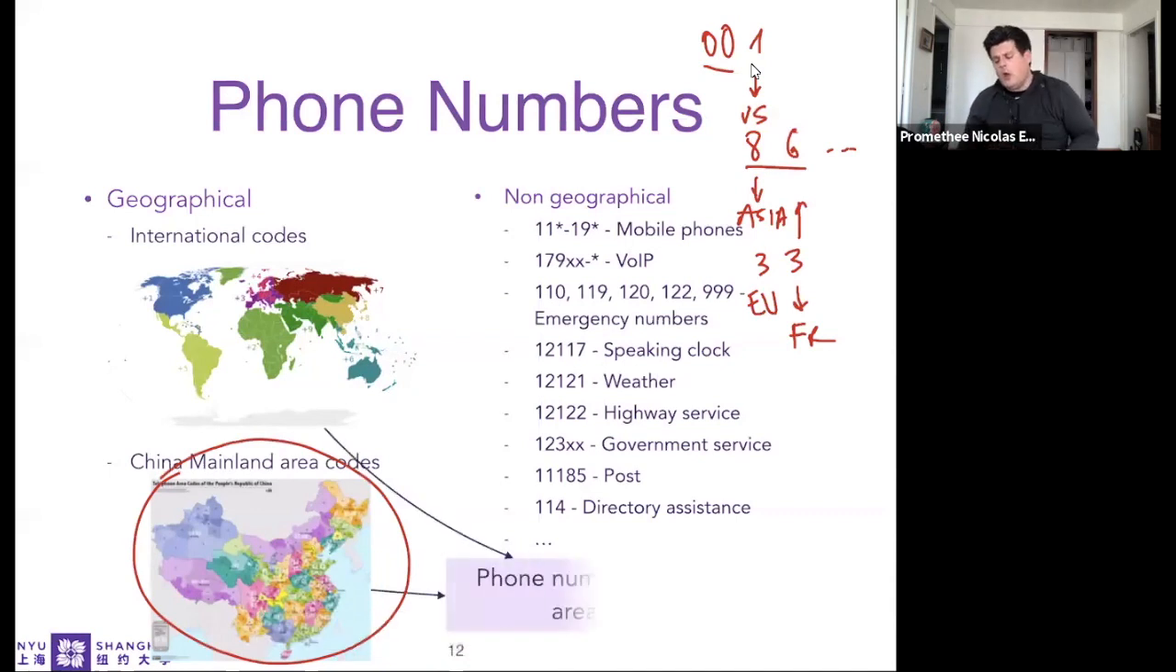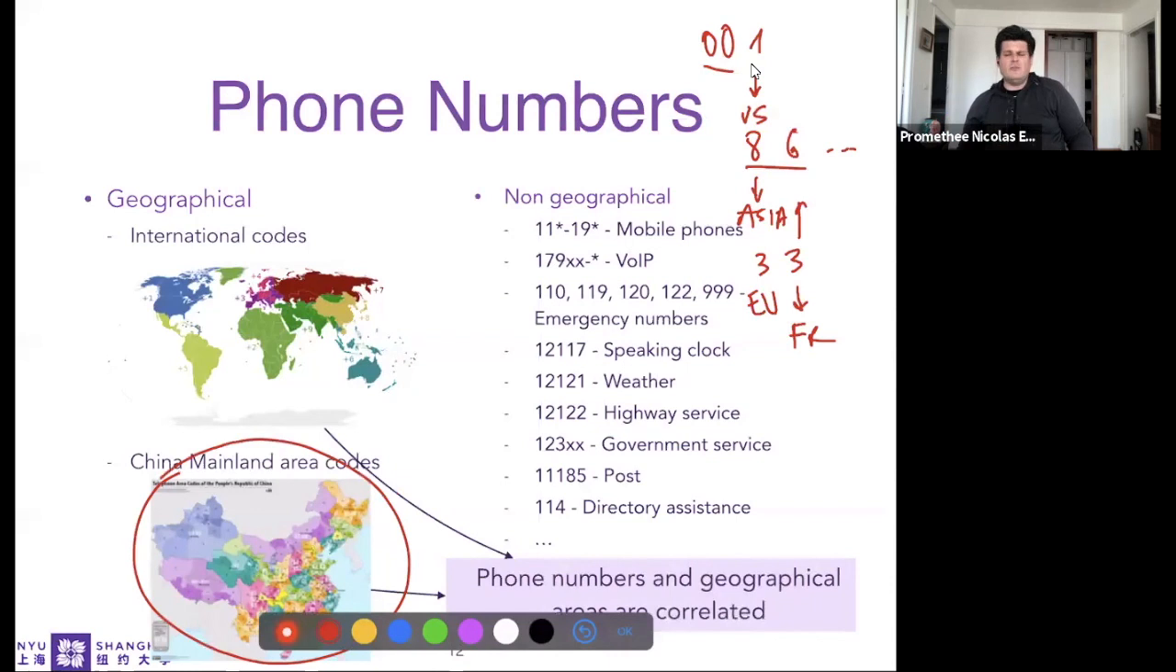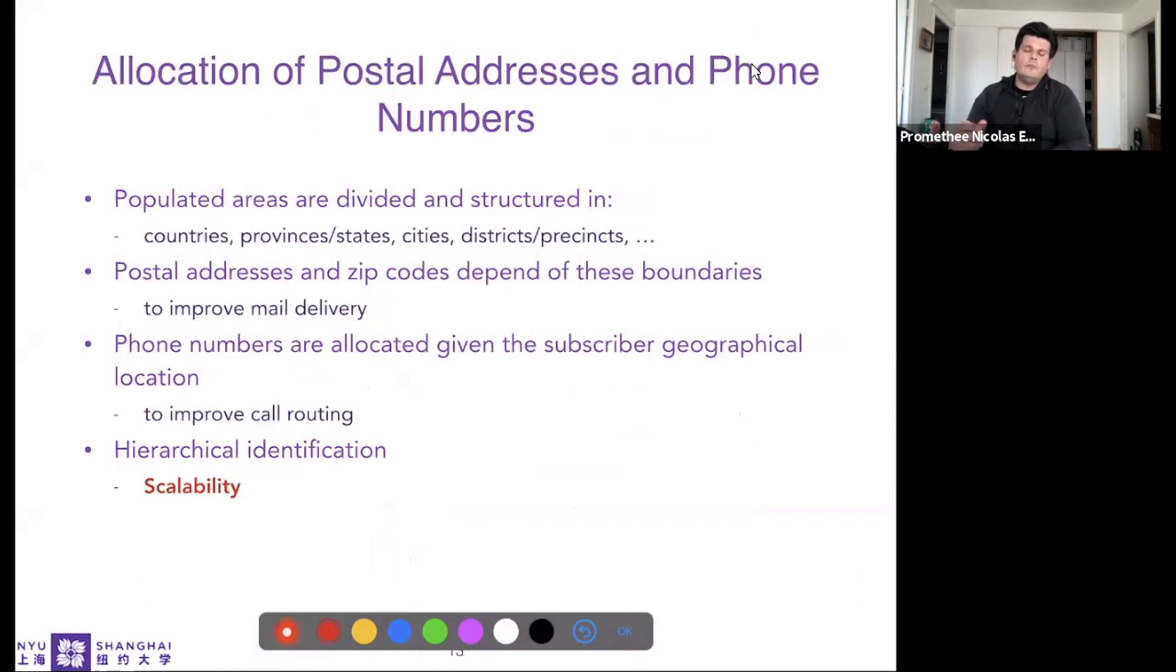So the question is, why do we have this correlation between phone numbers and addresses and the areas of a country or of the world? Why do we do that? Well, basically we improve how we deliver mail. We make it faster, and the same with call routing. We do it because it's so much easier. I pick up my phone, we know if it's a local or an international number, so I can process a call at the very beginning. And as I get closer, I inspect more digits in the phone number.